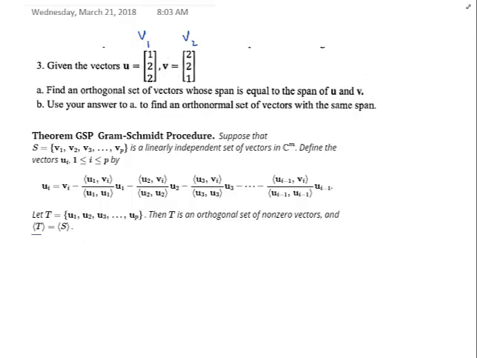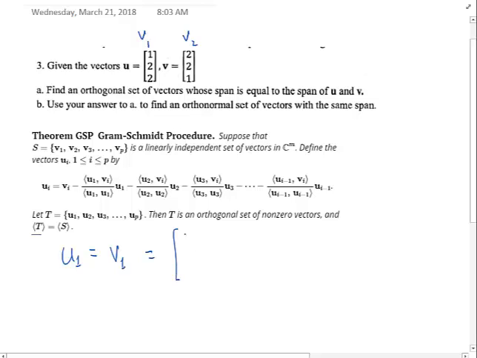So let's take a look and see what u1 is going to be. According to this formula, I start with v1, and then I take these negative terms. How many negative terms do I take? Well, up to u i minus 1. Now, there is no u0, so in fact there are no negative terms at all. So u1 equals v1 is my first vector. So that's 1, 2, 2.